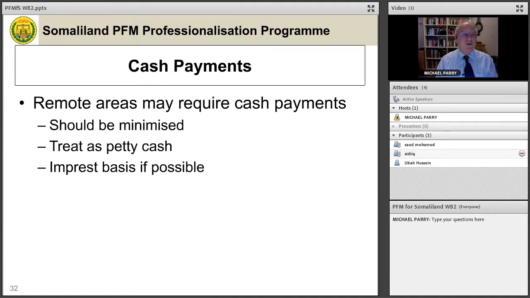Obviously, you should try to minimize them, but where you do have to make them, you should treat them as petty cash. Even though the amounts are large, you should deal with it as though it was petty cash. If possible, you should use an imprest system, which is described in the workbook, to maintain control over that. So practically, you will have to have cash payments, but you should try to minimize them, and where you do have them, treat them as petty cash.